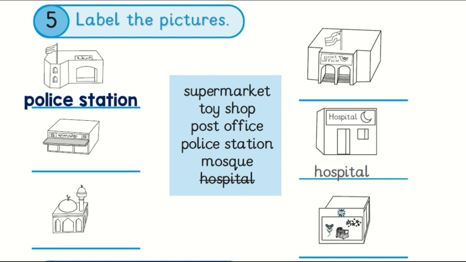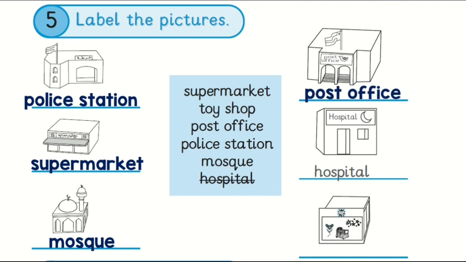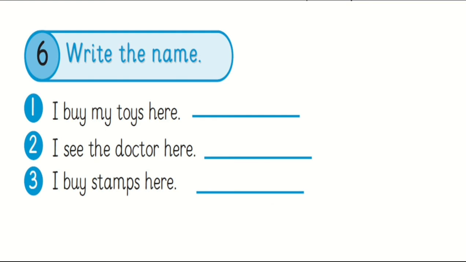Very good. It's a police station. Very good. Down there. What is it? Supermarket. Well done. Supermarket. And down there. We pray in this place. Mosque. Mosque. Let's go up there. We send some letters through this building. Okay. Post office. Then we have hospital. And the last one is toy shop. Perfect job.